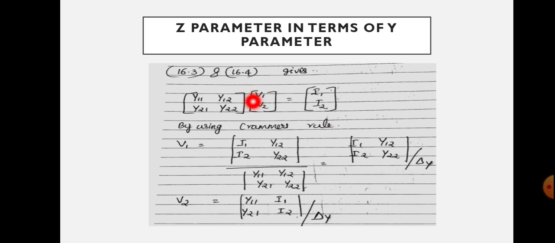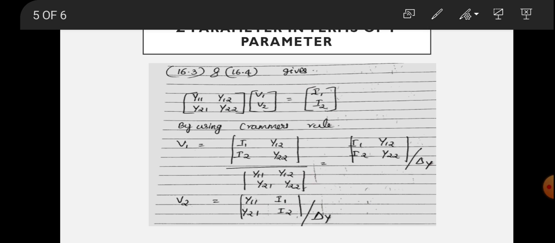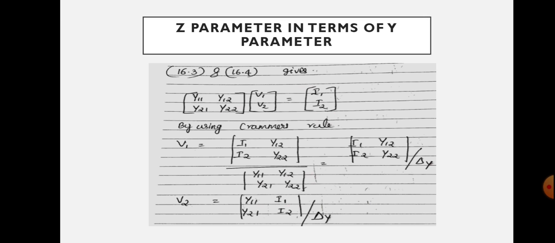So you can apply Cramer's rule to find V1 and V2. V1 will be equal to, when applying Cramer's rule, the first column replaced with I1 and I2, that is I1, I2, y12, y22, divided by the determinant of this admittance matrix, which can be represented by delta Y. Similarly, the V2 equation is obtained by replacing the second column with I1 and I2. Here delta Y is the determinant of y11, y12, y21 and y22. So to write the equation of V1, you find the determinant: I1 into y22 minus y12 into I2, divided by delta Y.